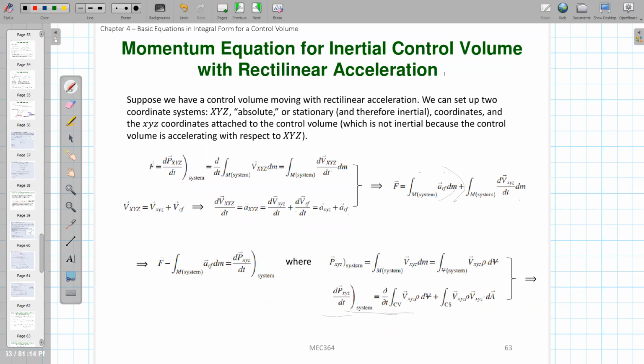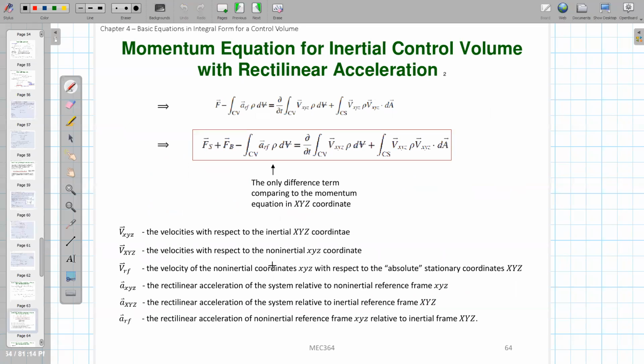This is the correlation, the derivative correlation between the system and the control volume, right? That is the correlation we had before. We got it here, and you substitute this value into here, and you can get the final result.